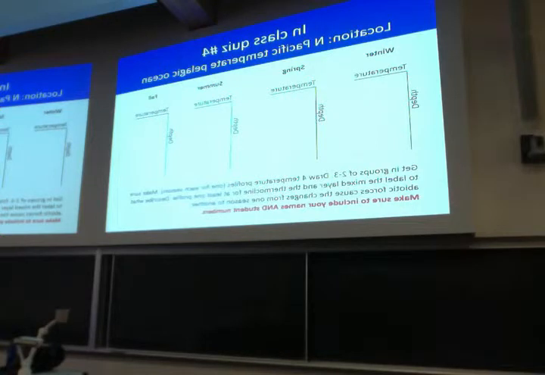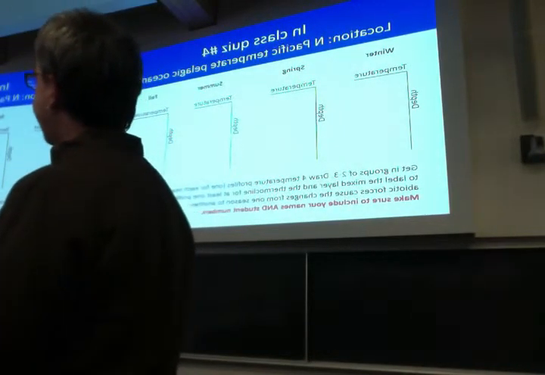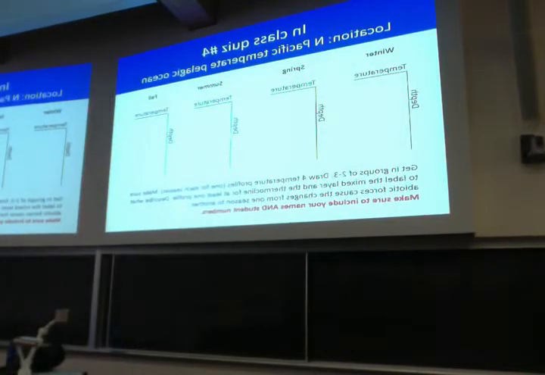So get in groups of 2 or 3, and I want you to make 4 of these, one for each season. Winter, spring, summer, fall. This is off our coast in the open ocean, right? Off the continental shelf or so. And I want you to draw me the temperature profile for each one of these seasons. What you think will be the temperature profile.